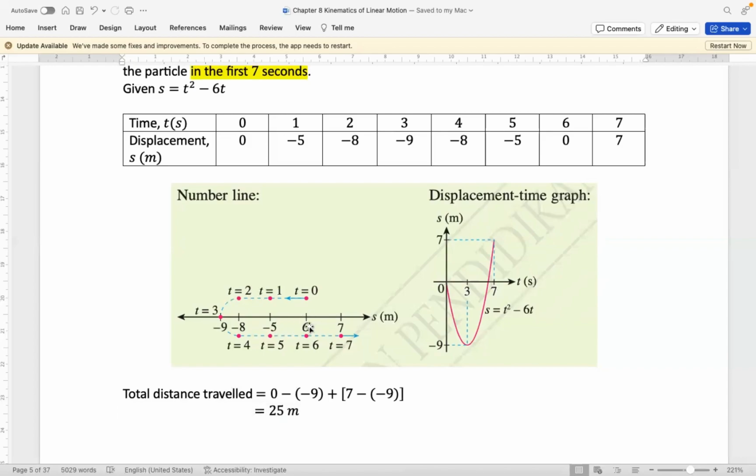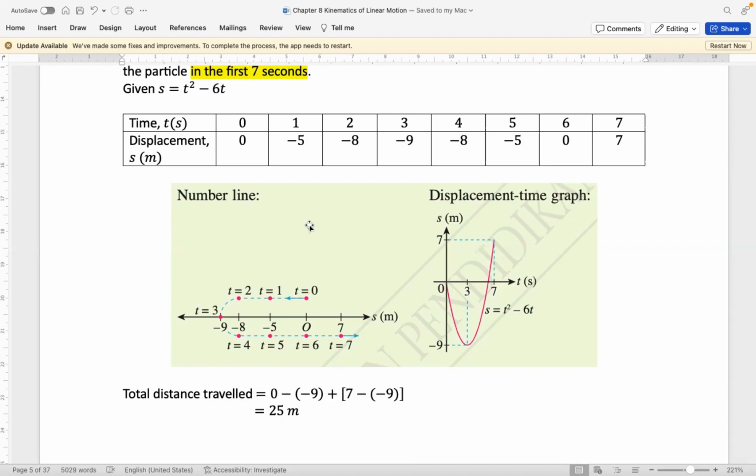So this is s equals to 0, and this is s equals to -9. So for this part, we can use 0 minus -9. After that, the particle changes direction. So this is s equals to -9, and then it stops at s equals to 7. So we can use a larger number minus a smaller number, 7 minus -9. Then we have answer total distance traveled is 25 meters.